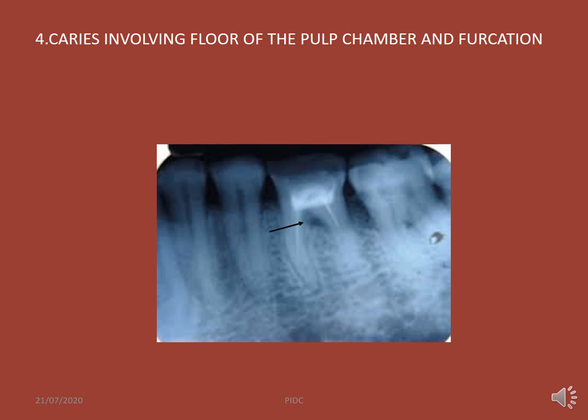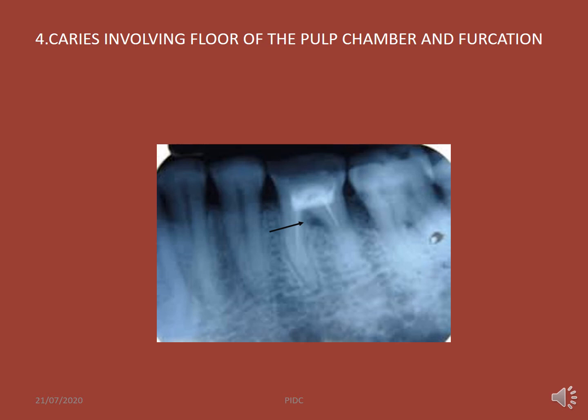One more contraindication is caries involving the floor of the pulp chamber and furcation. In these cases, to a certain extent, you may be able to do endodontic treatment. That would be to open access, locate the perforation site, and seal this perforation site by using agents like mineral trioxide aggregate or biodentine, followed by root canal filling.